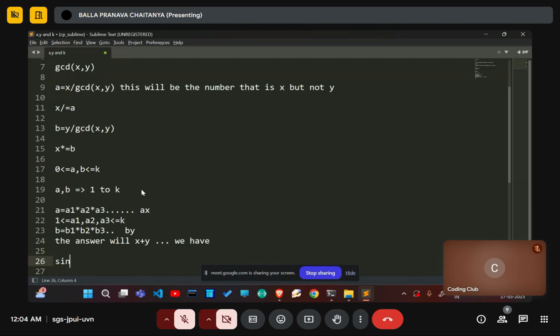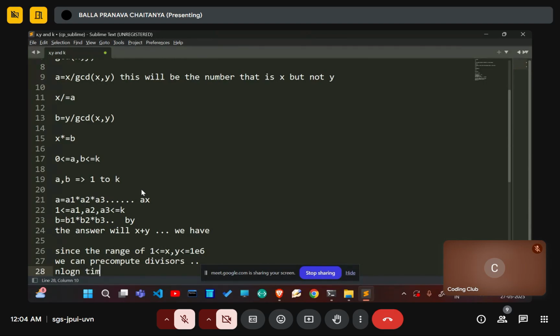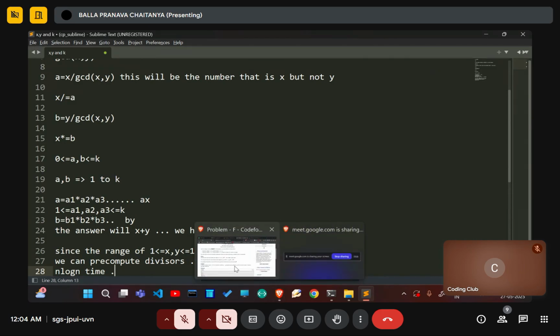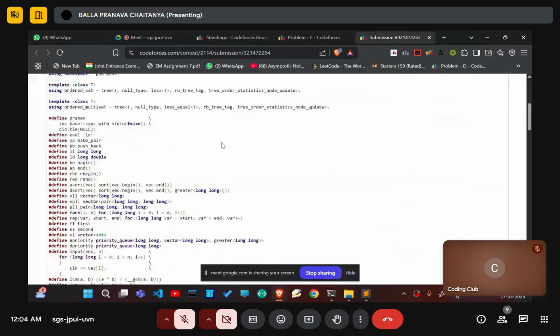Since the range of x comma y is given as 1 to 10 to the power 6, we can pre-compute the divisors in n log n time. After that, we can apply dynamic programming. So let's see how I have pre-computed the divisors.